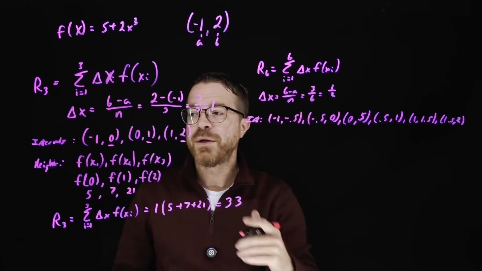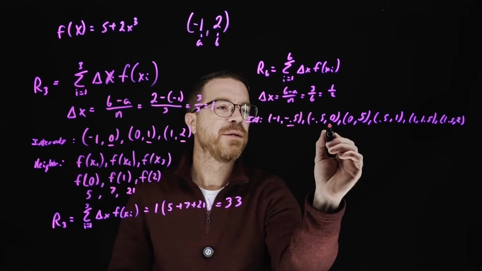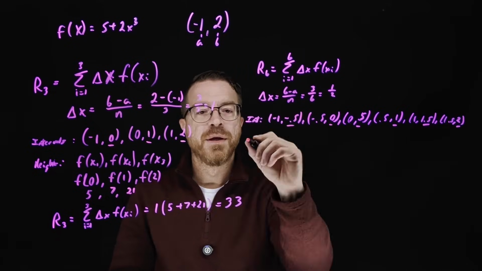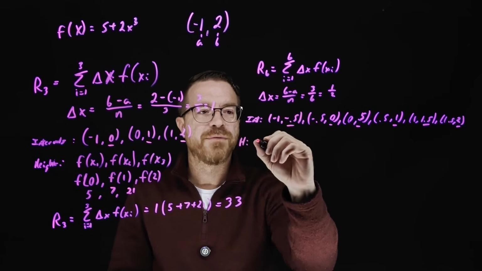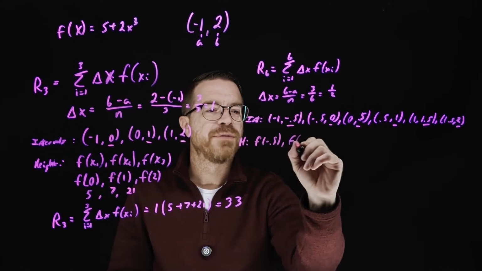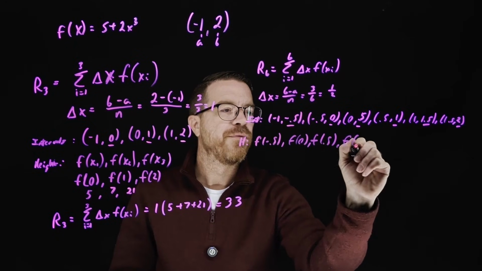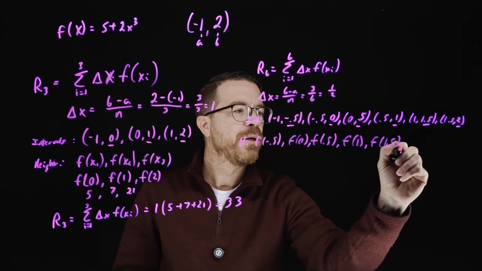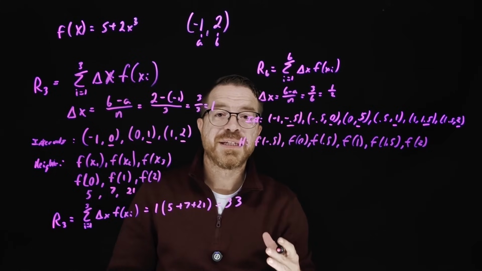We can figure out what our actual heights are, because we're going to be using right-hand endpoints. We're going to have -0.5, 0, 0.5, 1, 1.5, and 2. So our heights are going to be f of -0.5, f of 0, f of 0.5, f of 1, f of 1.5, and f of 2. So now plugging each of these in, what do we get?